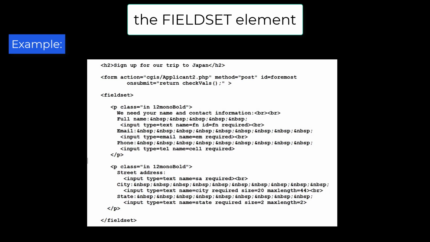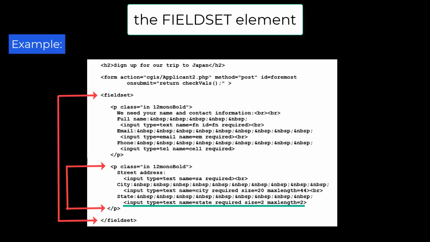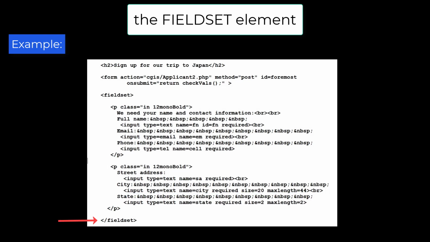Now, FIELDSET, and then within that 2 paragraphs. The first, we need your name and contact information, and then an input for your full name, your email, and your phone, using the ampersand and non-breaking space for spacing things out, to line up nicely. The second paragraph, street address, and 3 input items, the address value, the city name, and the state. And then there's the end of the field set.